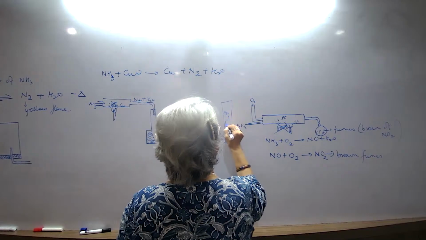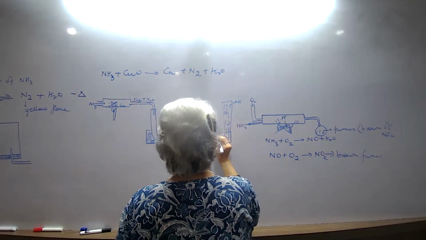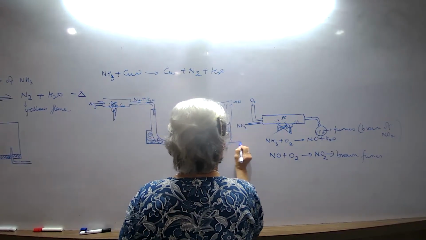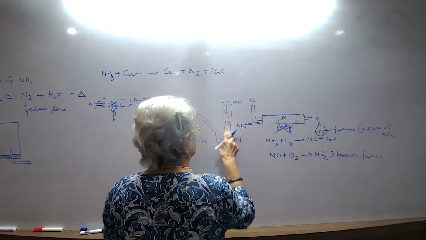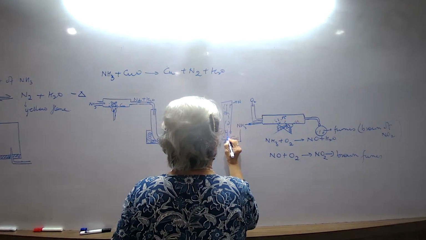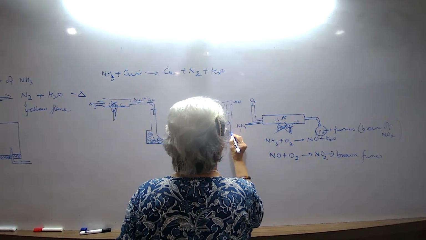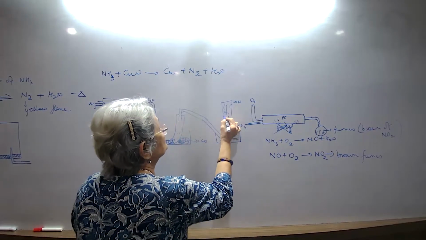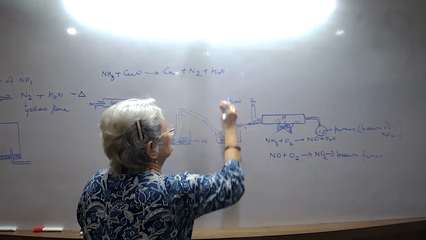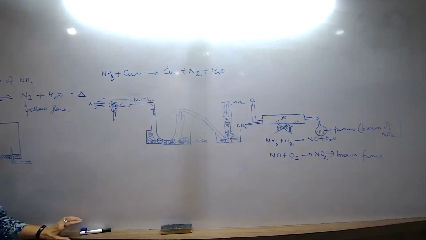This is water. So it is upward displacement of nitrogen and downward displacement of water. So this is filled with water and this is nitrogen escaping. Okay? Don't follow my diagram, I'm just doing a rough diagram on the board.